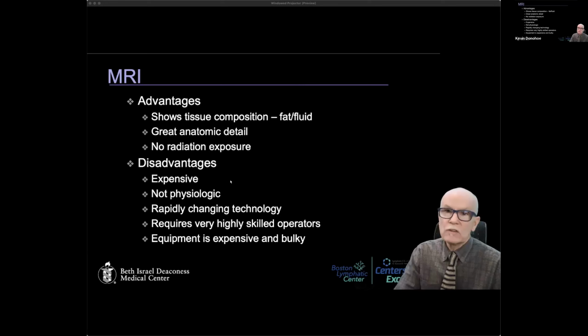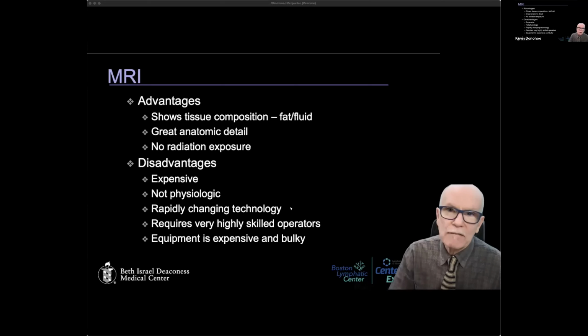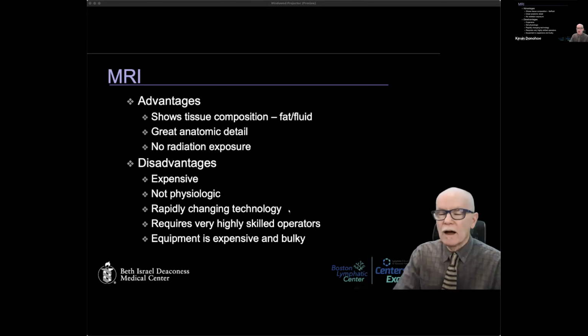The disadvantages: it's very expensive. And like I say, it's not physiologic. You're looking at anatomy, not so much flow of the agent through the vessels. And it's also a rapidly changing technology. It seems like every other week when the MRI radiologist comes in and talks to us, they're talking about different sequences and trying to image this way and that way. And I think it's just getting better all the time.